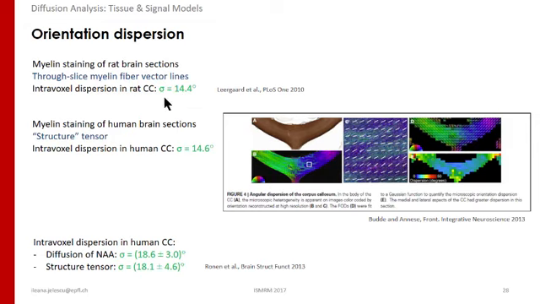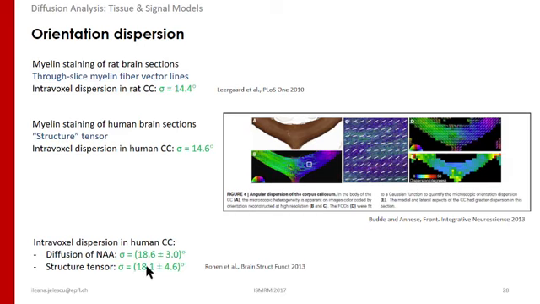corpus callosum, rat corpus callosum to be about 14 degrees. So this is, of course, corpus callosum is supposed to be very aligned. Typically, we assume the axons to be perfectly parallel, but you can see already there that we have some dispersion. And this is actually very consistent with the estimate in human corpus callosum using a structure tensor analysis of microscopy images by Budde and Annese.